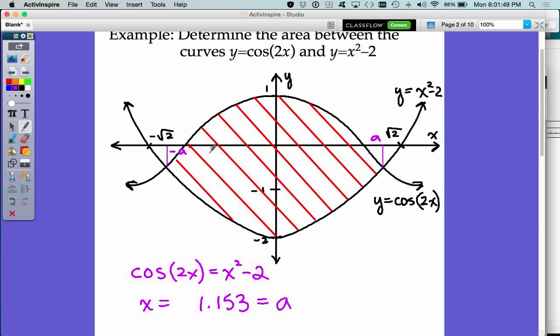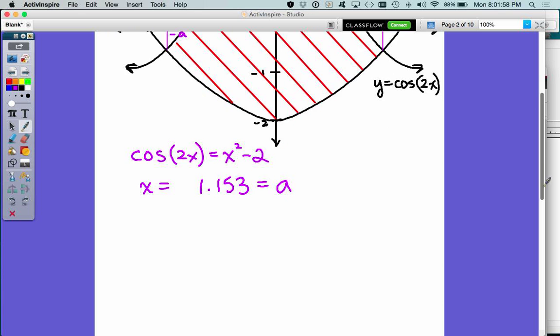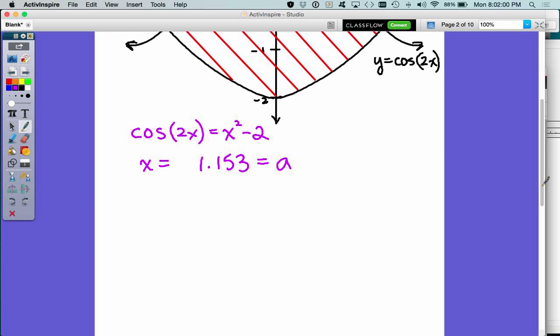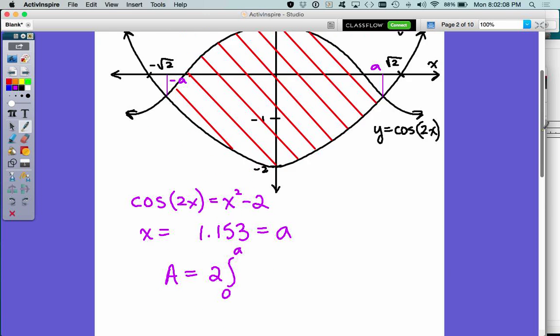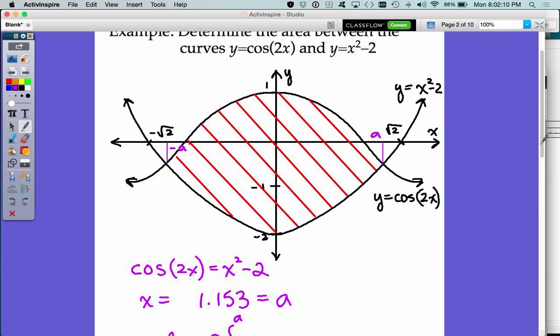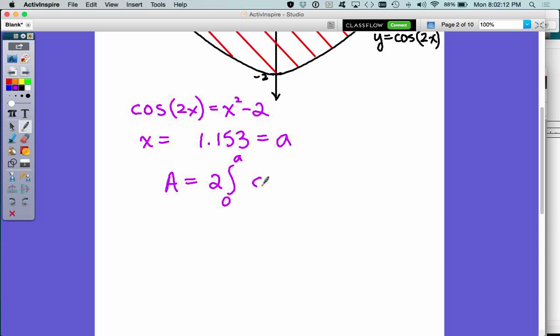In other words, the area over here on the left side and the area on the right side are identical. So rather than integrating from negative a to a, it'll be easier for me to integrate from 0 to a and double it. So the area I want is twice the area from 0 to a of my top function. And I go up here and I look and I see that my top function is the cosine curve, minus my bottom function, which must have been the quadratic.